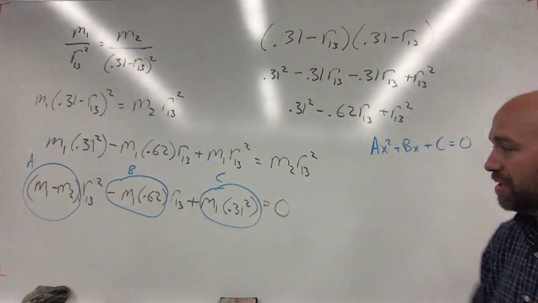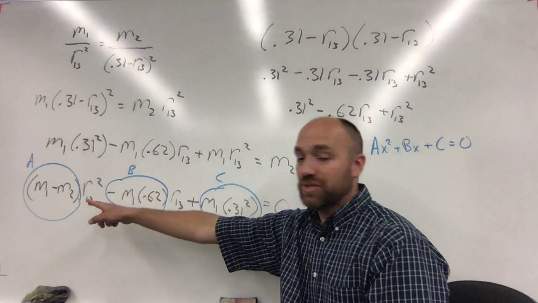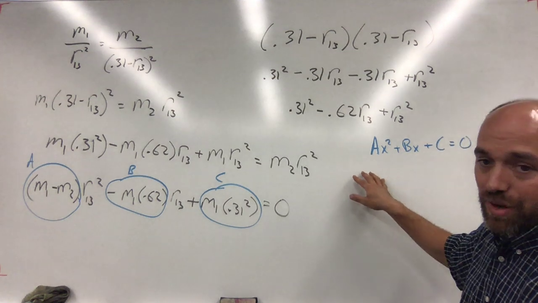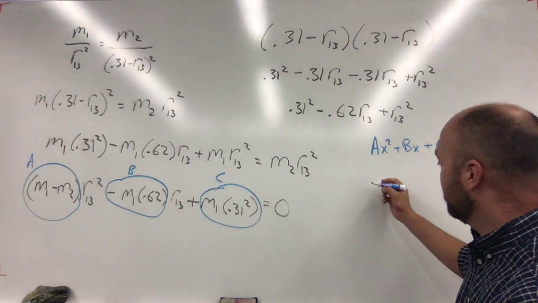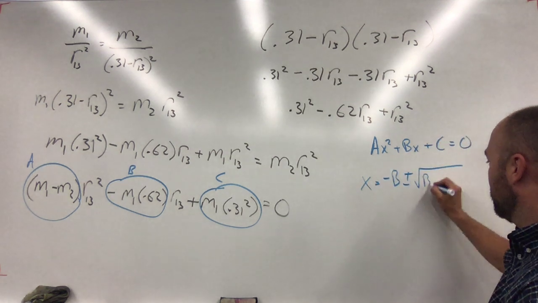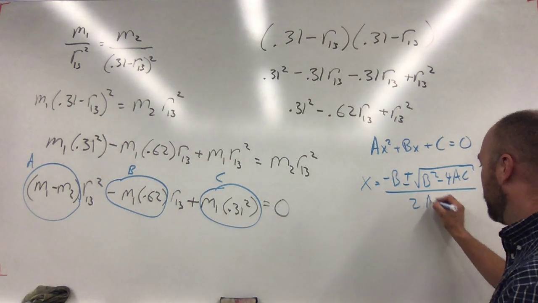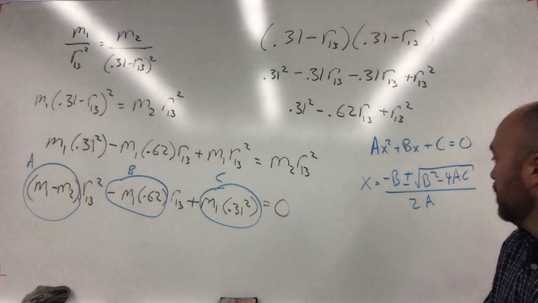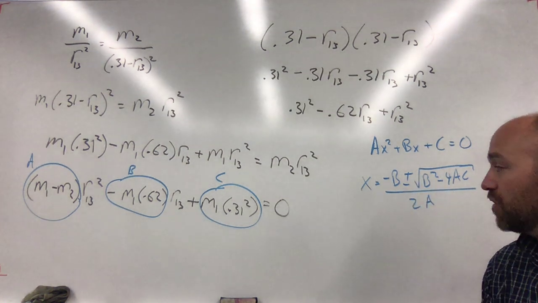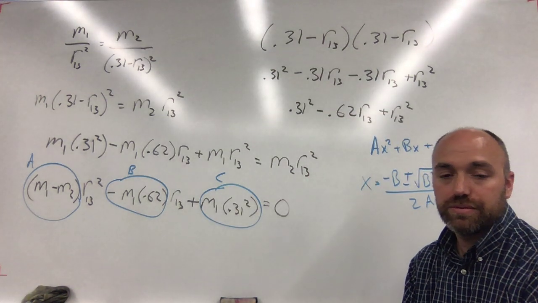And then once you have it set up like that, do you see why this is a subtraction sign over here? I did two steps at once. You subtract this to the other side, and then you pull the R13 squared out. Now the quadratic equation says if this is true, then x equals negative b plus or minus the square root of b squared minus 4ac, over 2a. So now you just plug all those a's and b's and c's in here and solve it for x, but in this case your x is your R13.